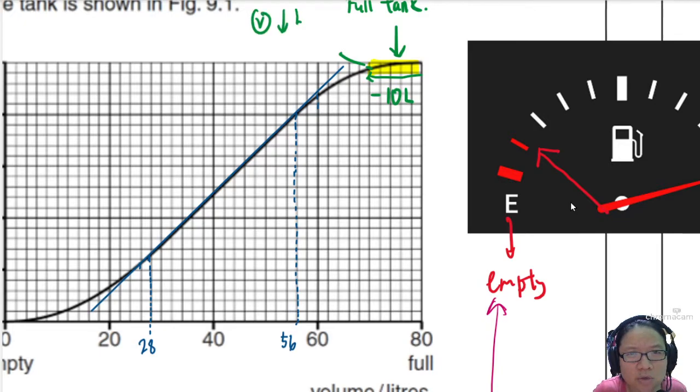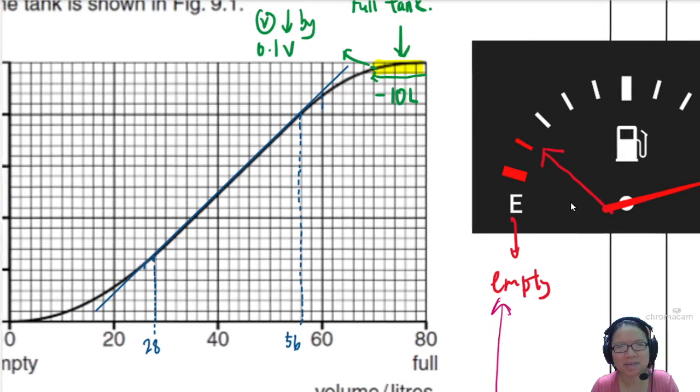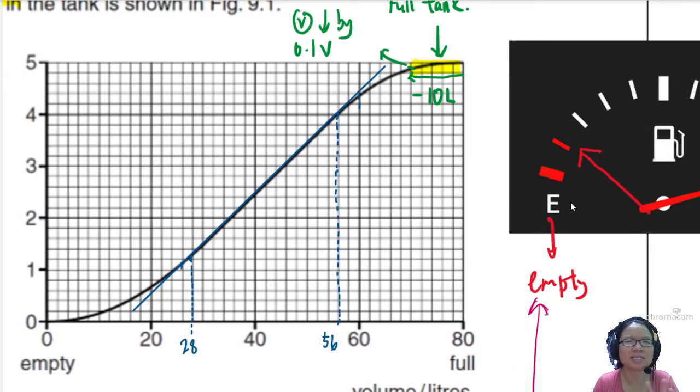Voltmeter reading decreased by half a box, 0.1 volt. That means it seems like you use a lot. But let's compare to what if we are, let's say, at the halfway mark, at the 40 liter. At 40 liter, let's say you go from 50 to 40 liter. 50 is here. So if you move from 50 to 40 liter, from here to here, you still minus 10 liter.